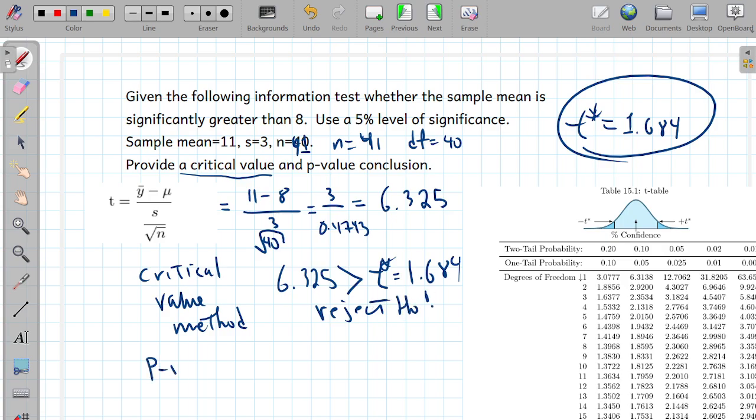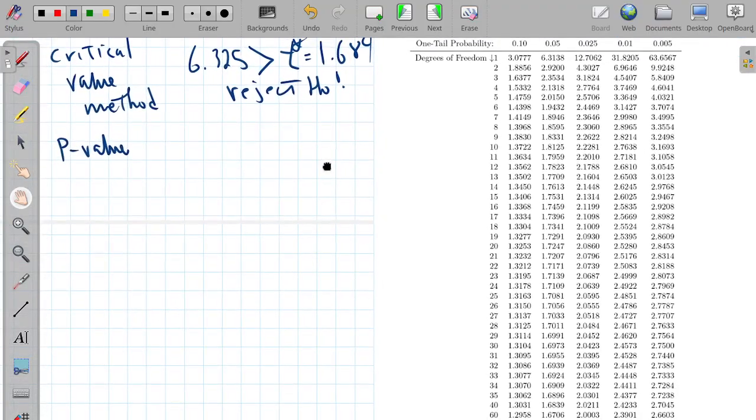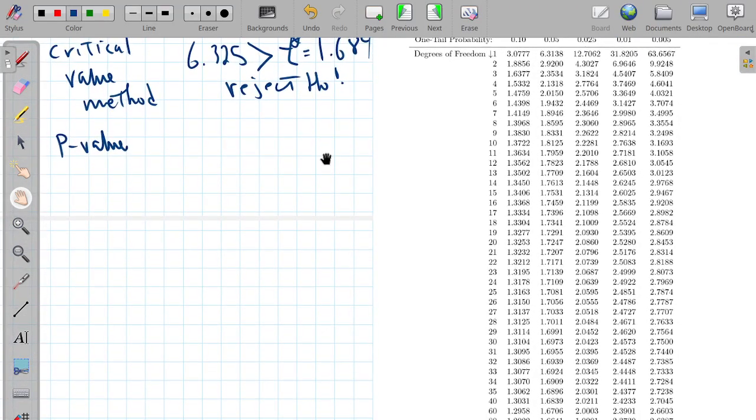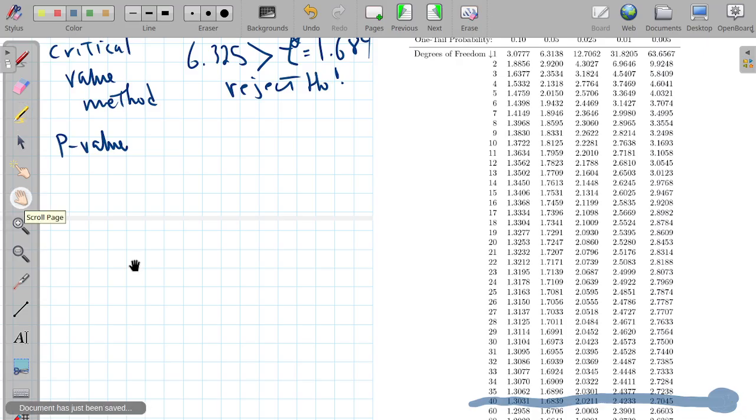If we do the p-value method, then we have to look at the table. Now we're looking at row 40 for 40 degrees of freedom. We have to ask, where does that value fall? Here's row 40, and we follow this all the way over to the right. We can see that our test statistic isn't actually on the table. It's on the right margin of the table.